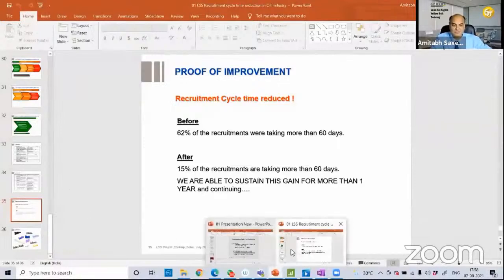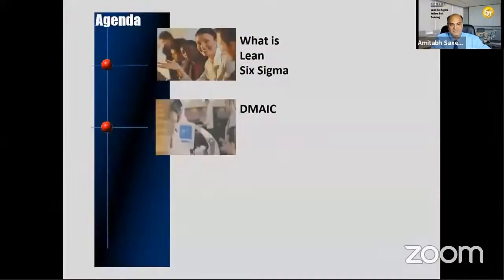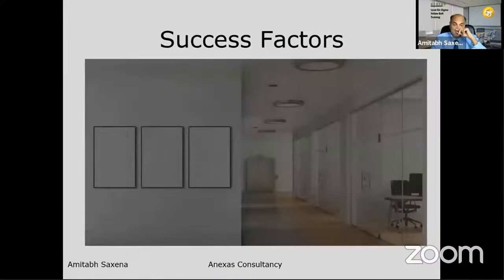Let me check. Have you understood anything or not? Some testing time. Let me test. So we have understood define, project charter, measure, types of data, normal distribution, cause and effect, Pareto, box plot, scatter plot. I have done a brief mention of the improve phase, brainstorming, control. We have understood some of the tools. Some of the success factors of Lean Six Sigma. Maybe I'll skip this part.